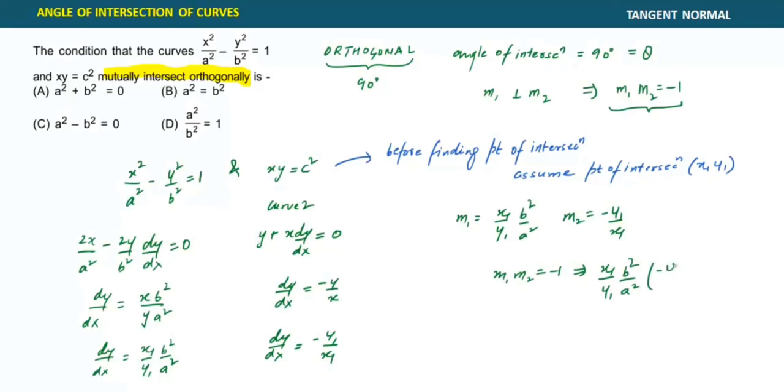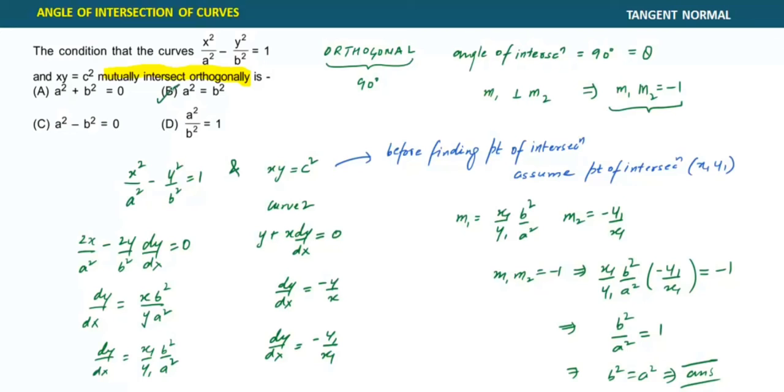If you apply this over here, you do not even need to find x1 y1. Why? Because they will cancel out. The only thing you will get here is that b square by a square is 1, and this is how we get our answer, that b square should be equal to a square. This is your answer, option B.